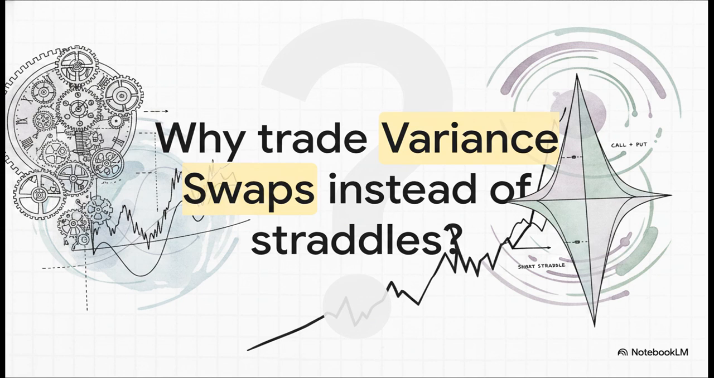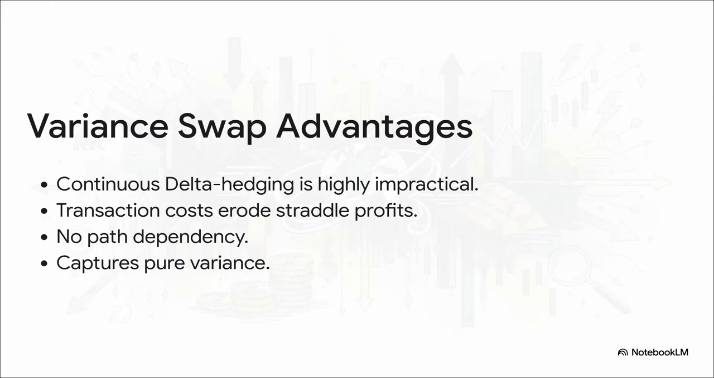But let me pause right here and pose a question direct to you. If selling options works so well, why did the financial industry invent variance swaps? I mean, why not just trade straddles all day? Well, the answer lies in the harsh realities of market mechanics. First off, continuous delta hedging of an options book is highly impractical. The market is always moving, and you can't realistically hedge every single second.